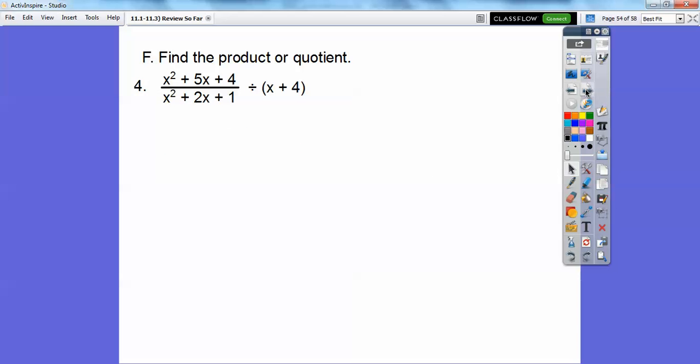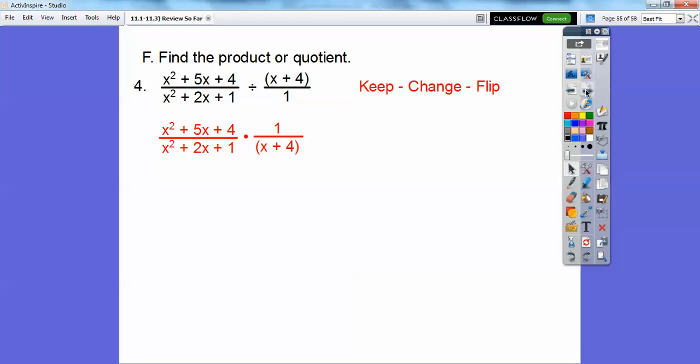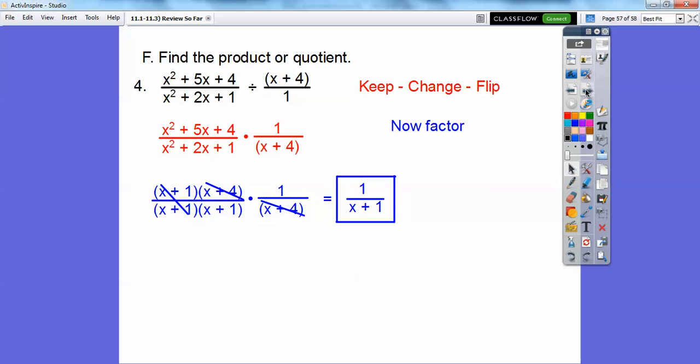Okay. Let's see. Okay. So this is going to be over 1, you guys. So keep, change, flip. Okay. I made it over 1 right there, and then let's go ahead and factor. Okay, and then go ahead and cancel the x plus 4's, the x plus 1's. We're left with 1 over x plus 1.